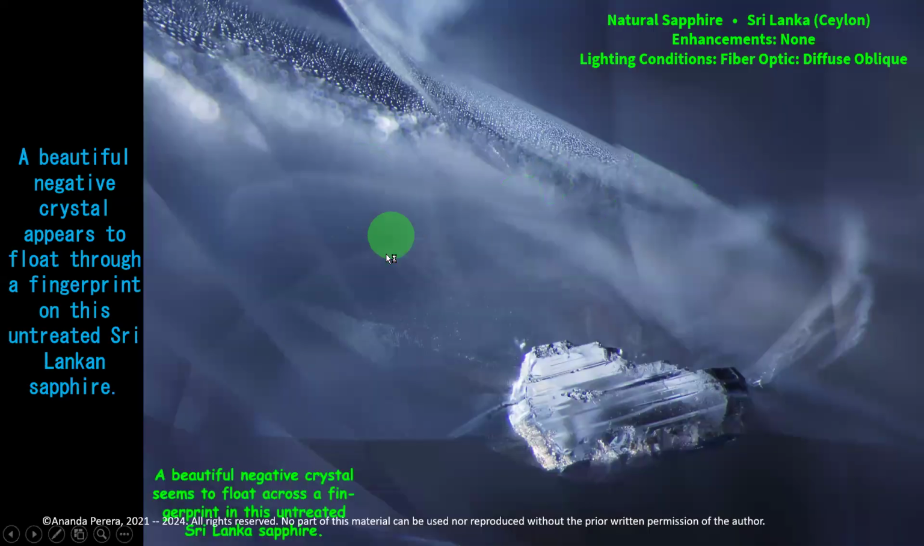What is this? In this, we can see a fingerprint and some crystals: a negative crystal, a slightly bigger negative crystal, and a very, very small, tiny fingerprint. A beautiful negative crystal appears to float through a fingerprint. This is the fingerprint. Yes, it is untreated. In the fingerprint, we can see no harmful change has happened. So it is not treated.